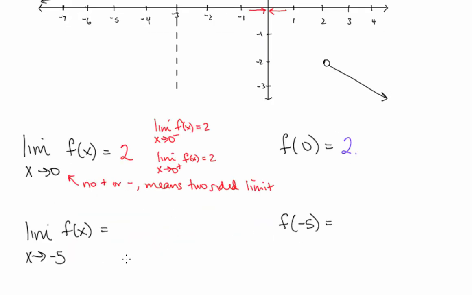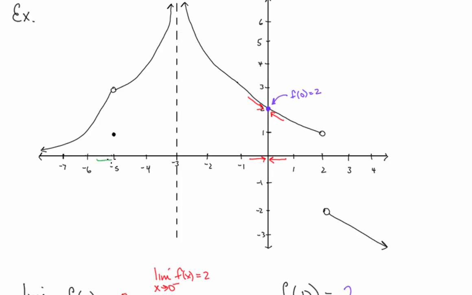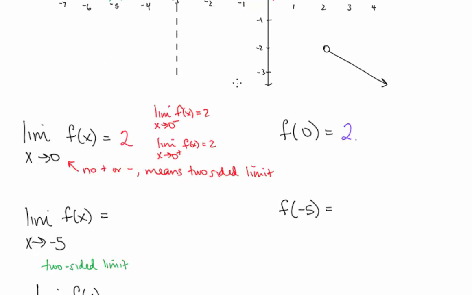Now we're asked for the limit of f of x as x goes to negative 5. And again, it's a two-sided limit. As x approaches negative 5 from the left, the corresponding y values approach 3. As x approaches negative 5 from the right, the corresponding y values also approach 3. So this limit is equal to 3.